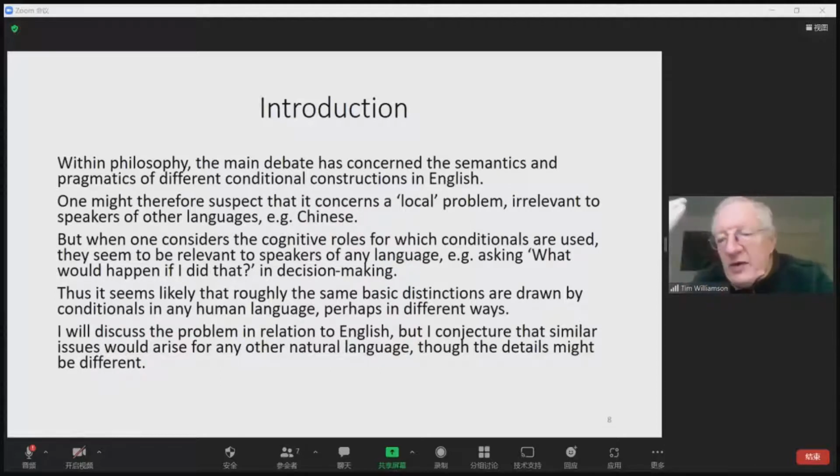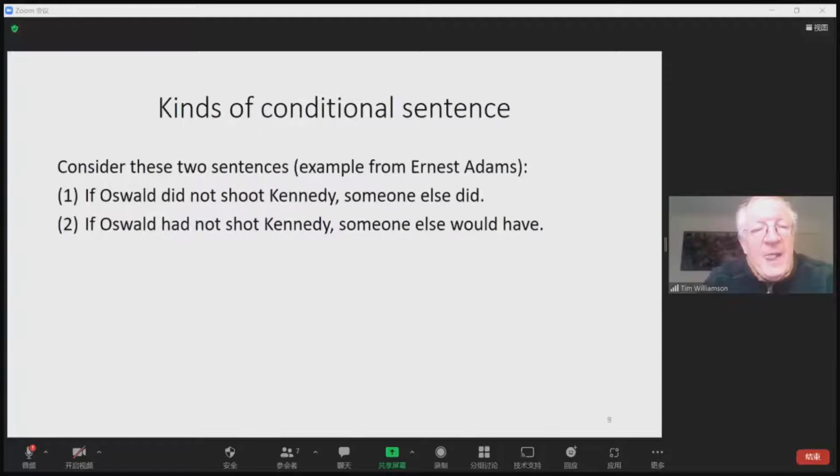And so I'm going to discuss the problem in relation to English, but I conjecture that similar issues would arise for any other natural language, though the details might be different. And that's the methodology that many philosophers use in approaching conditionals, whereas the linguists are more likely to be making the comparative studies. So the first thing on this topic that I want to explain is a difference between two kinds of conditional sentence. Exactly what the difference is and how it comes about is a controversial matter. So I will be giving my view later.